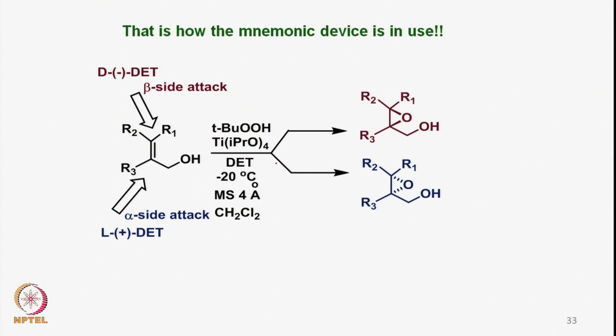Now this is something that we looked at last time, and from the mnemonic device, we can very clearly understand how this mnemonic device allows the alpha side attack when L plus DET is used, and beta side attack when D minus DET is used. So we can imagine the orientation of the allylic alcohol in such a way that when the double bond is written on a piece of paper in a vertical fashion, the CH2OH group should be oriented on the right hand lower side, and then accordingly we can predict the absolute configuration of the epoxy alcohol during this reaction.